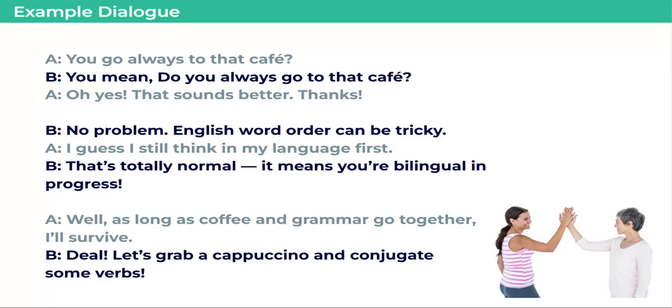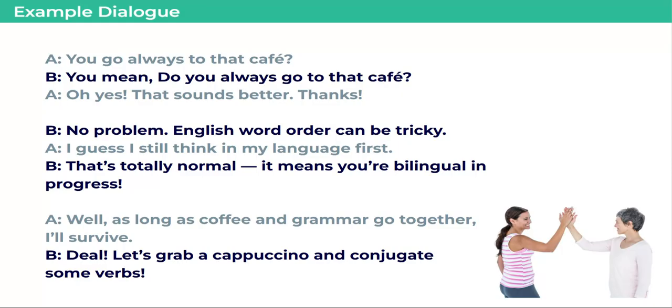So here is an example dialogue. You go always to that cafe? You mean, do you always go to that cafe? Oh yes, that sounds better. Thanks. No problem. English word order can be tricky. I guess I still think in my language first. That's totally normal. It means you're bilingual in progress. Well, as long as coffee and grammar go together, I'll survive. Deal. Let's grab a cappuccino and conjugate some verbs.